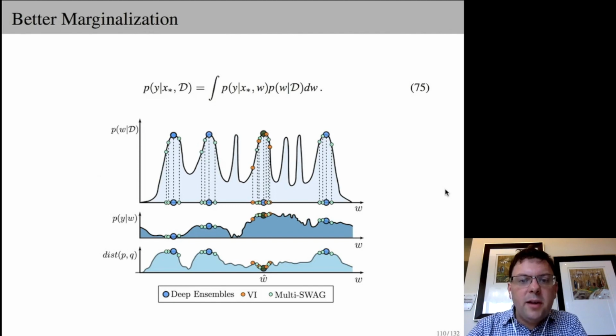Now, in this top panel here, we have a conceptualization of the posterior distribution for a neural net. Multimodal, lots of global optima. And in the second row, we have a conditional distribution.